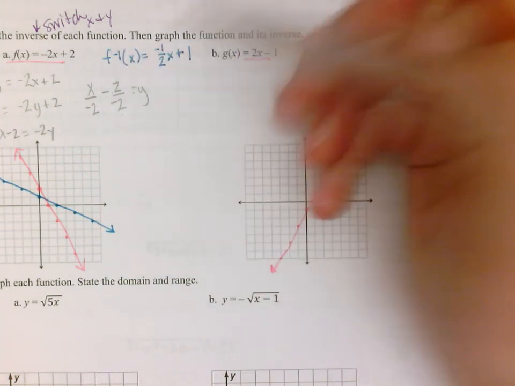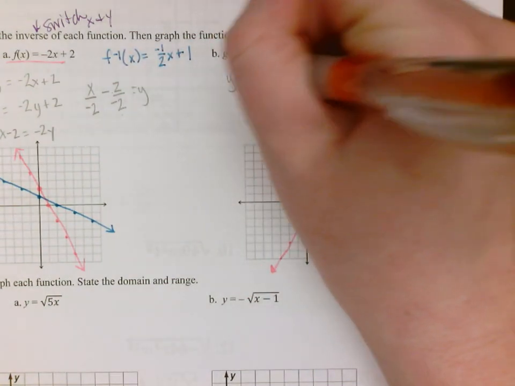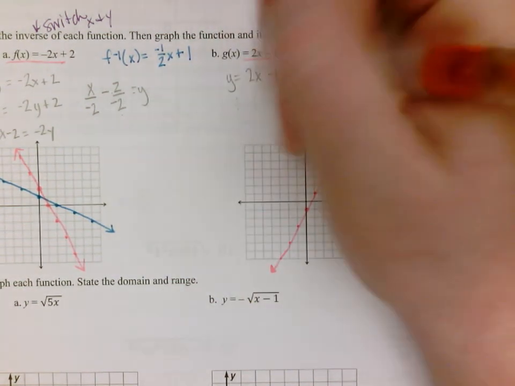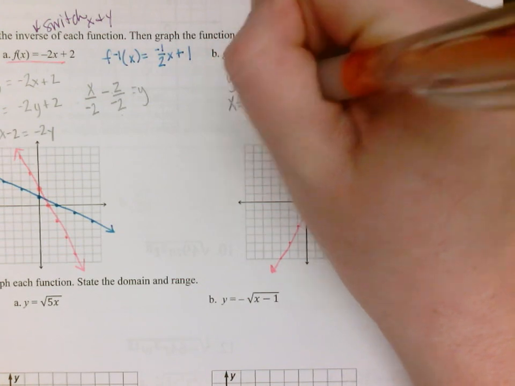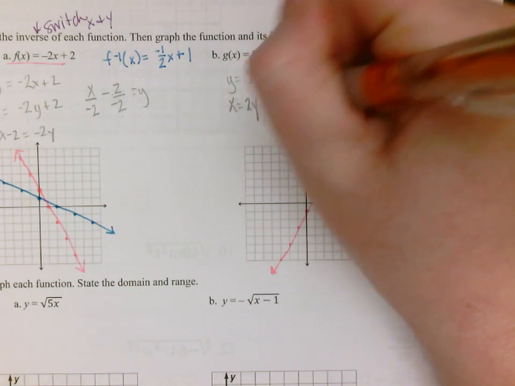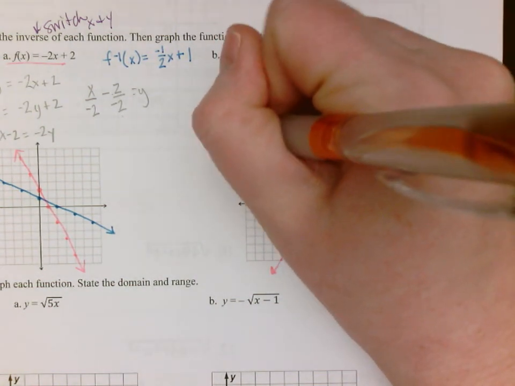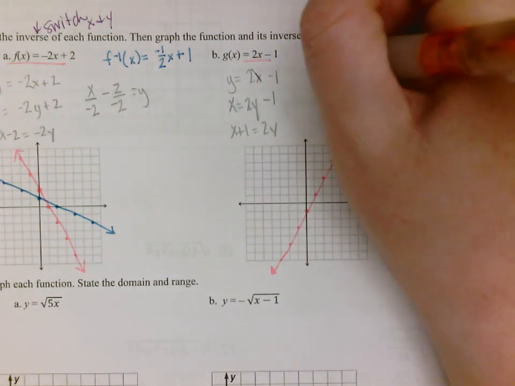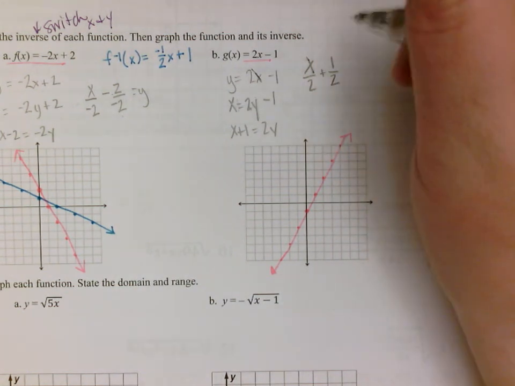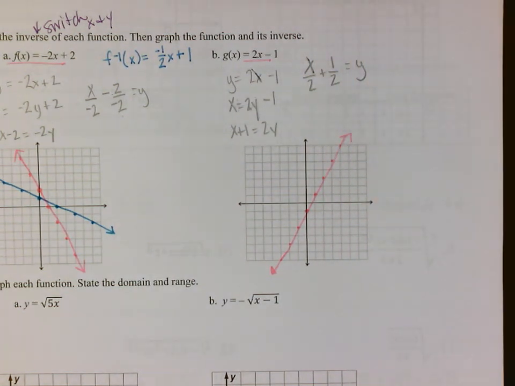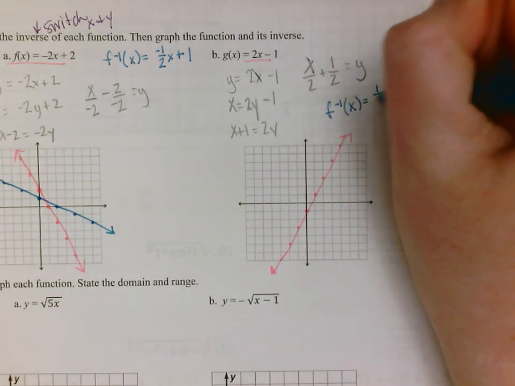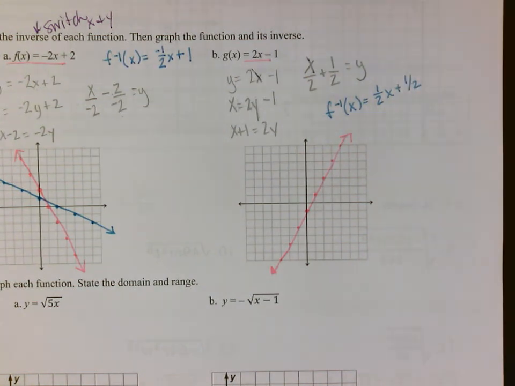Remember to put that negative 1 in when you write your inverse. So y equals 2x minus 1. Switch your letters. This is why I'm using a pencil today. x equals 2y minus 1. x plus 1 equals 2y. x divided by 2 plus 1 divided by 2 equals y. So my answer is f inverse of x equals 1/2 x plus 1/2.